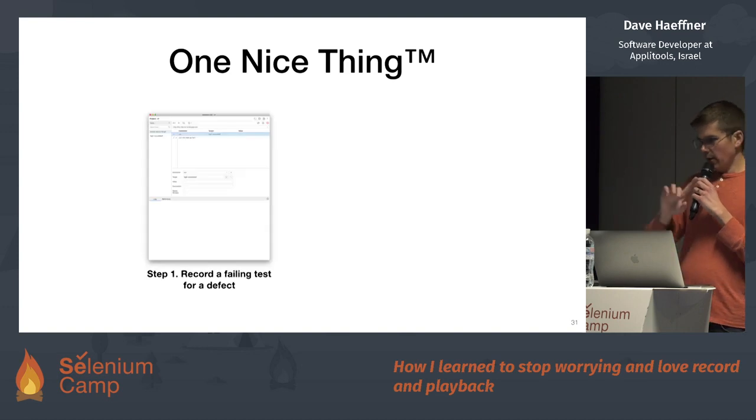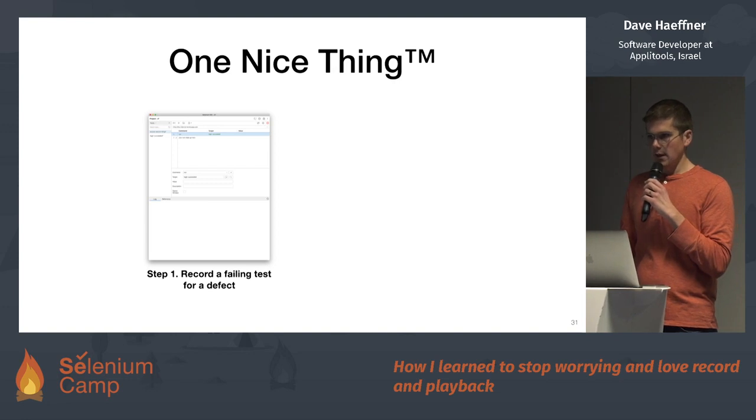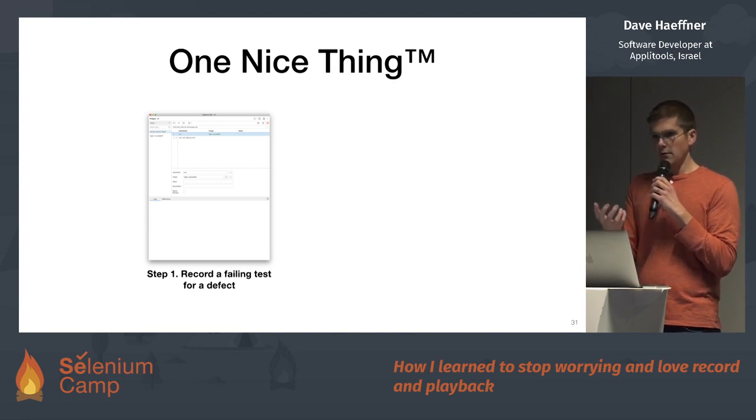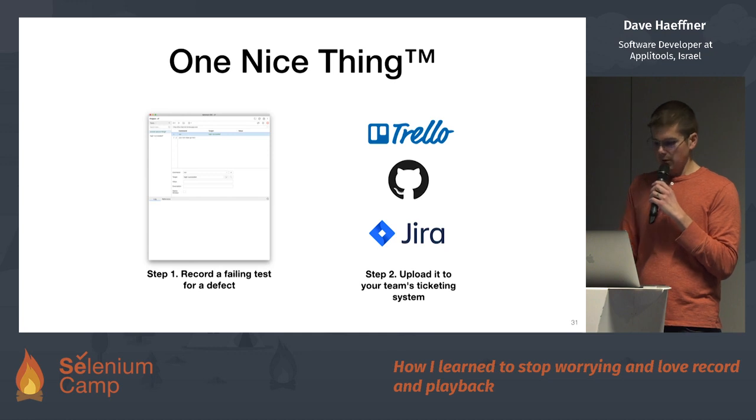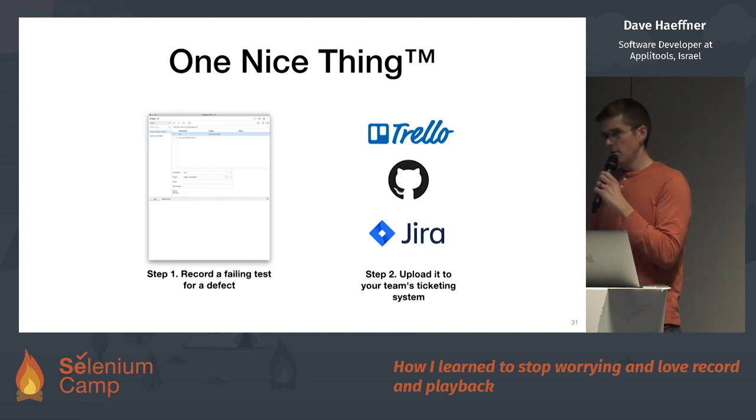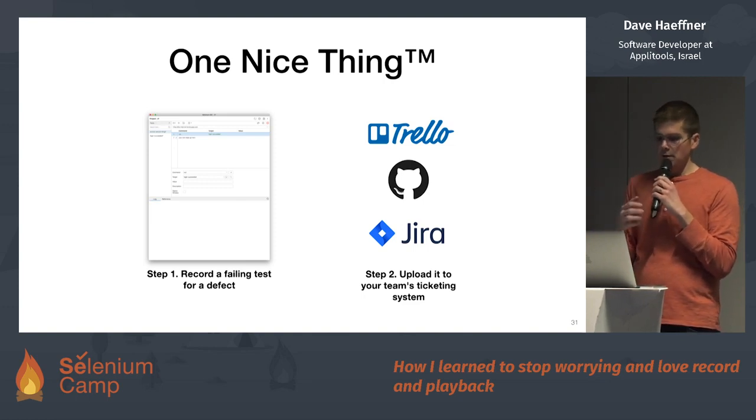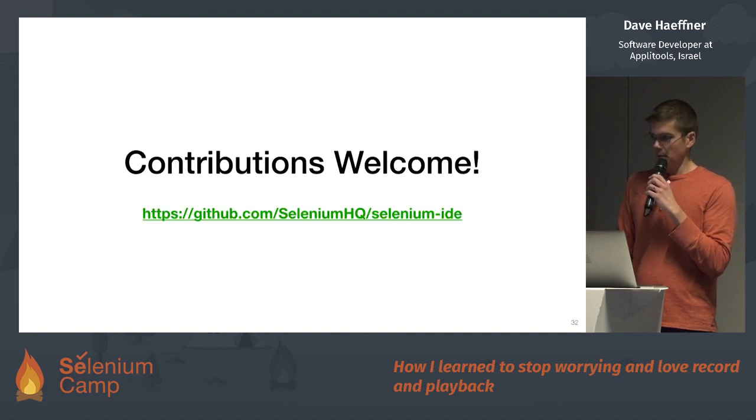And then one nice thing, regardless of where you are with test automation, I think that you can record a failing test for a defect. You can create a Selenium IDE project that demonstrates the failure, and then upload it to your team's ticketing system. And the best part about it is, since it's a browser extension, assuming that the test can be run from someone else's machine, assuming that everyone has the same access to the same environment, they just have to install Selenium IDE and get that project file, and then they can run and see the failing test for themselves. So you create a reproducible test case. I think that's pretty powerful.